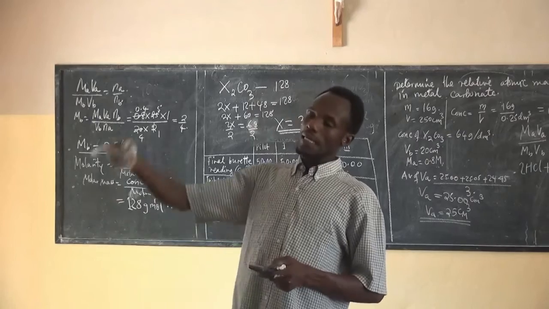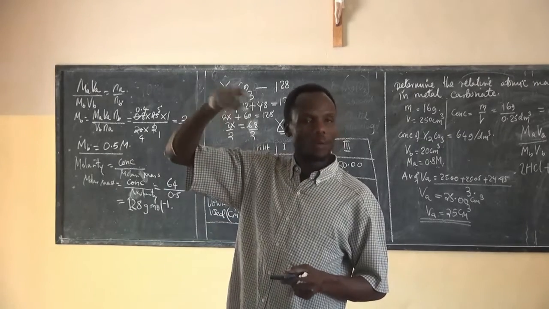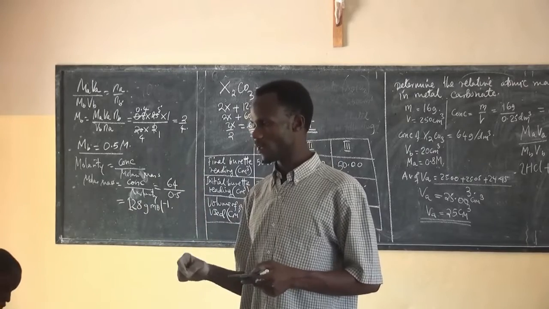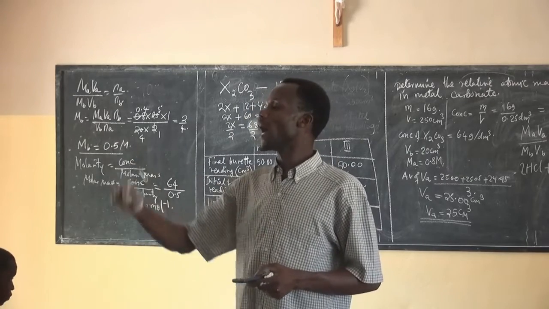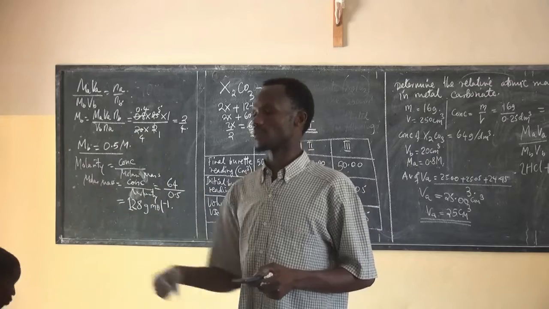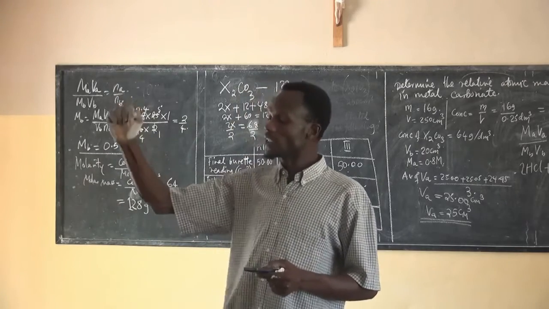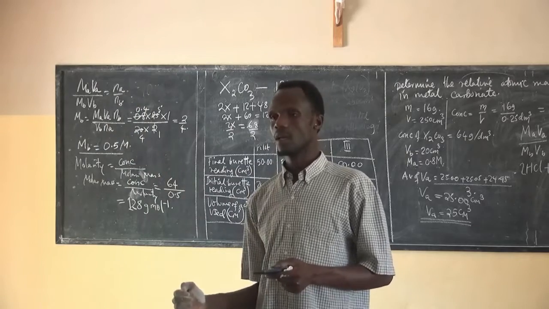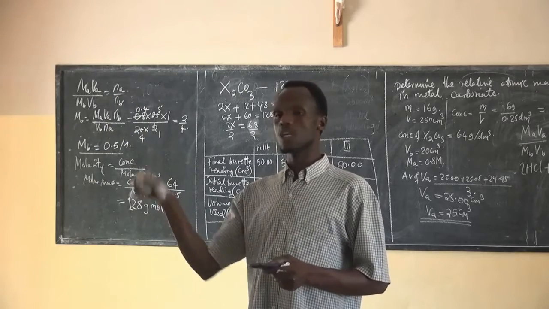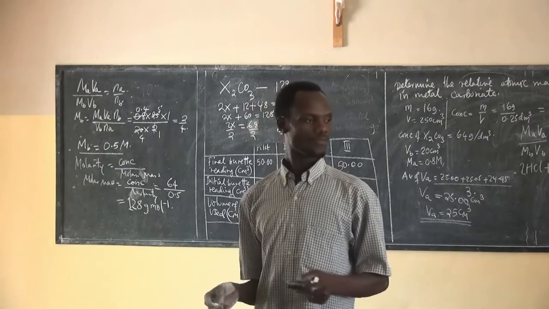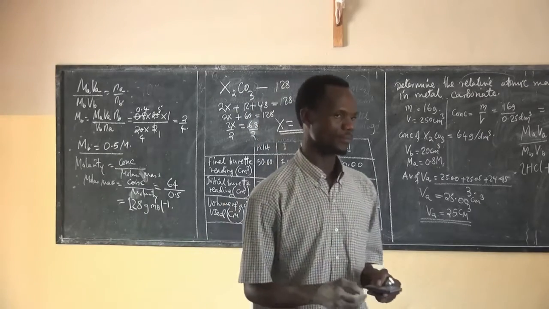Now, in calculating the relative atomic mass, you find out the molarity, because it is where you can determine the molar mass. Because molarity is equal to concentration over molar mass, and molar mass is equal to concentration over molarity. That's what we do. Now let us see the other question.